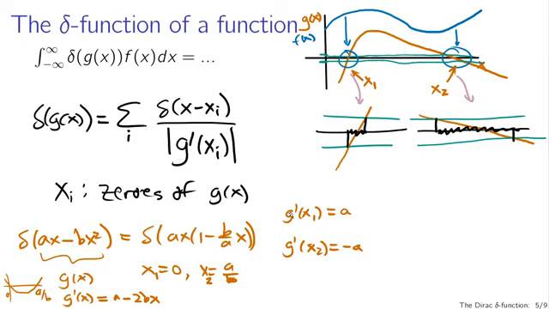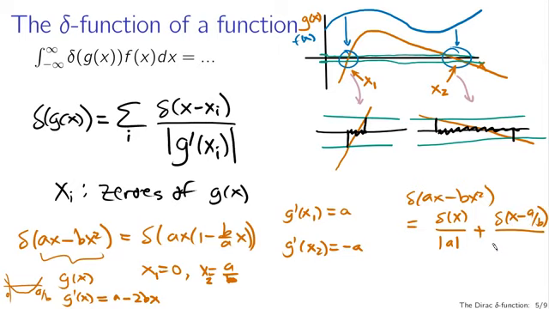So substituting in here, we can write this overall, delta of ax minus bx squared is equal to delta of x minus x1, where x1 is 0, so delta of x minus 0 over the absolute magnitude of a, plus delta of x minus a over b divided by the absolute magnitude of minus a, which is just going to be the absolute magnitude of a. So evaluating the delta function of something in an integral context like this allows you to make a transformation to express the delta function as a sum of delta functions shifted over to where the function that you're evaluating the delta function of, g of x here, equals 0.